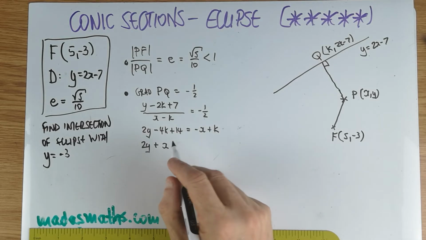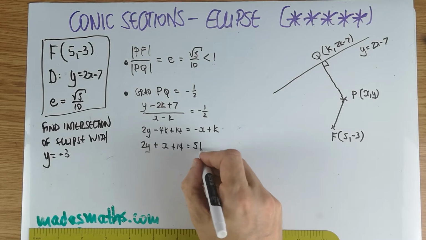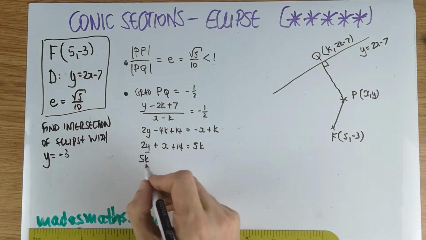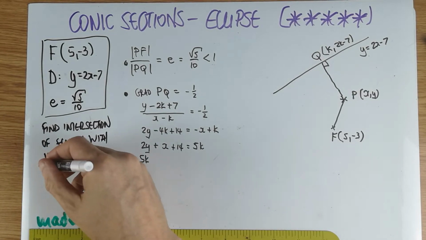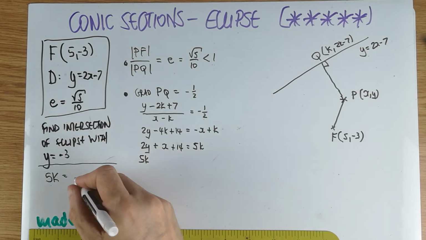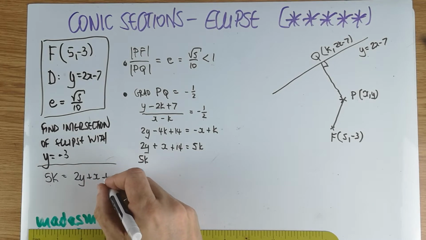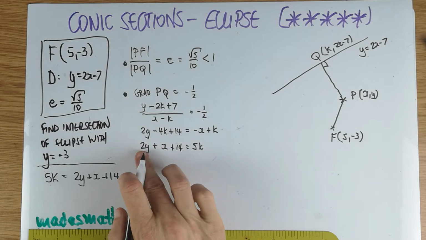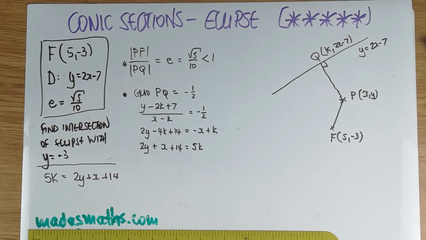So 2y + x + 14 = 5k. Actually, I'm going to write it here: 5k is 2y + x + 14. It's not a given, but it's a fact now. So that's this line. I'll just write it back to front. So that's the next thing.